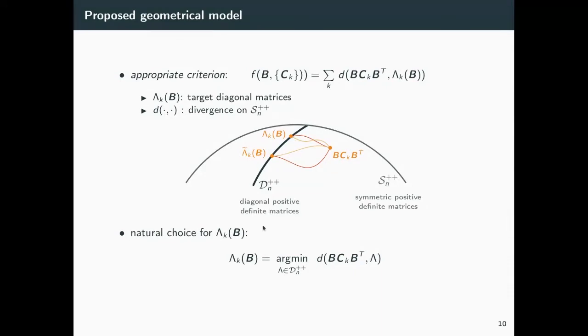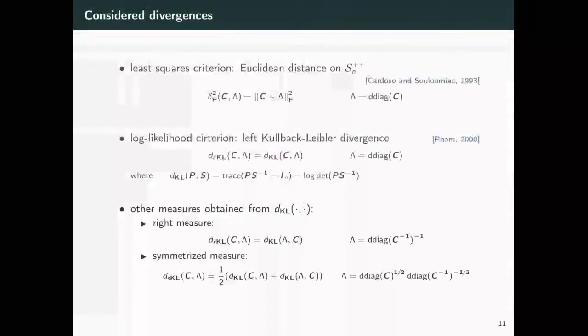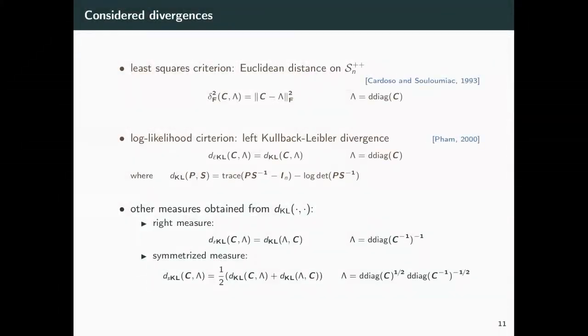Okay, so once we have chosen a divergence, there is a natural choice for the target matrix, which corresponds to what we can call the projection of the transformed matrix here onto the set of diagonal matrices, which is given by this optimization problem here. Okay, so in my work we have considered a lot of different possibilities.